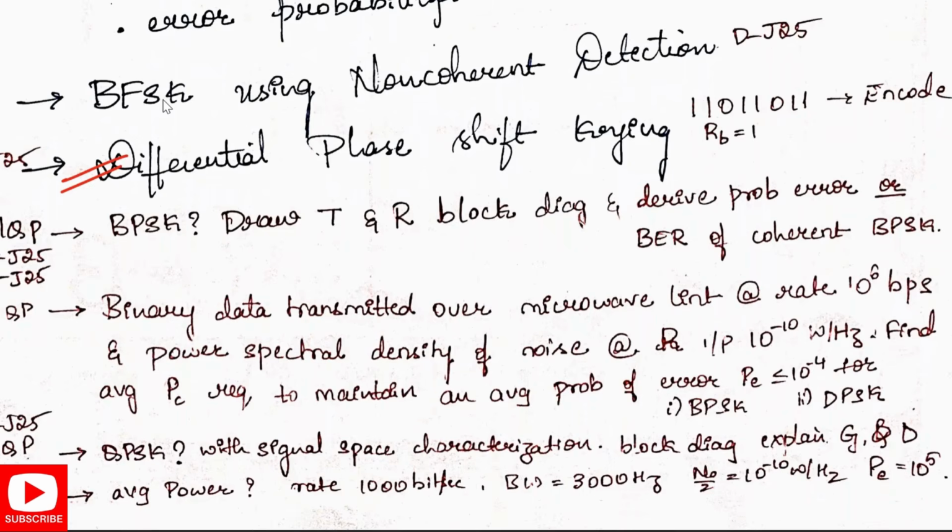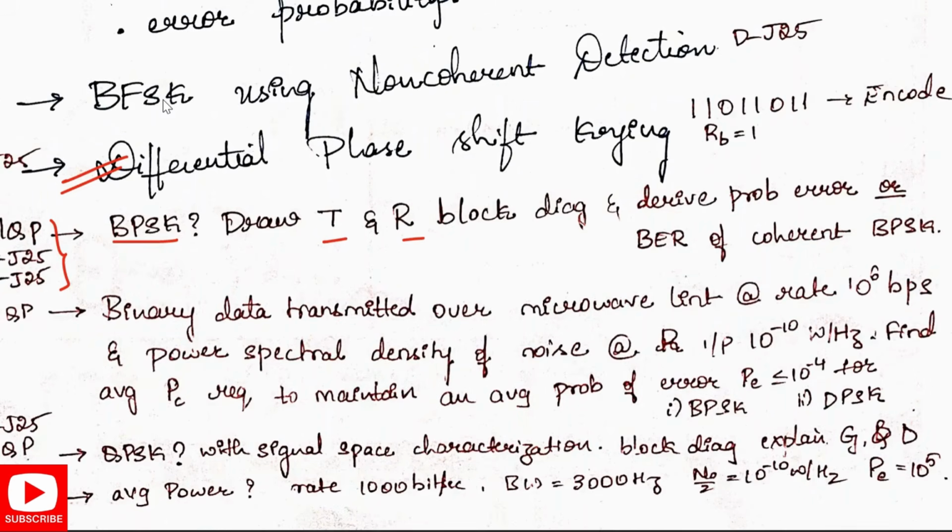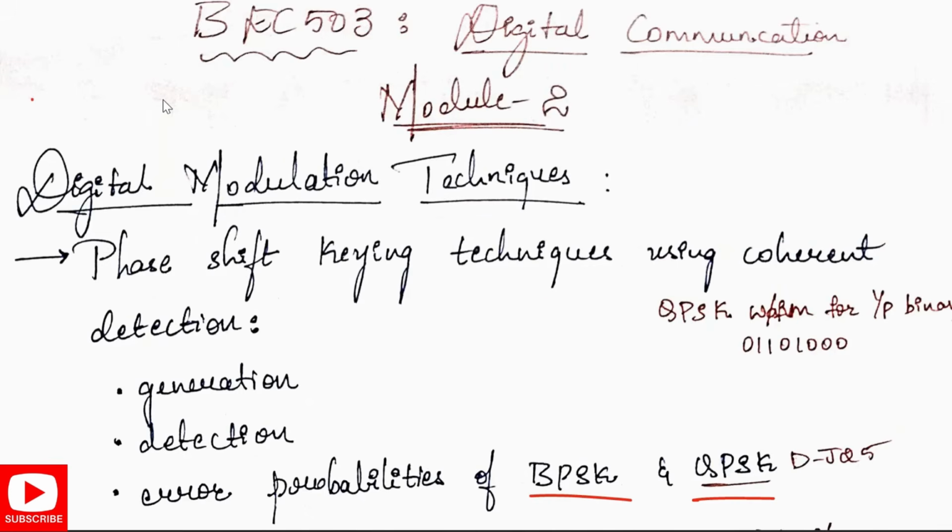These were some of the questions. So here you can observe BPSK. This has been asked in the 3 papers. You will need to draw the transmitter and the receiver block diagram and describe the probability of error along with the coherent BPSK. Next, in the model question paper, this is one problem being asked. Then QPSK. Similarly, the generation and detection part you have to explain here. And this is a problem related to average power and all. So we'll be concentrating on this module in the part 1 and part 2 videos.